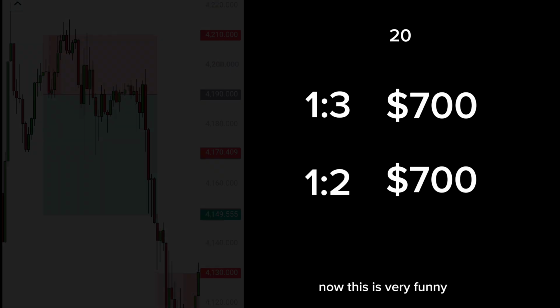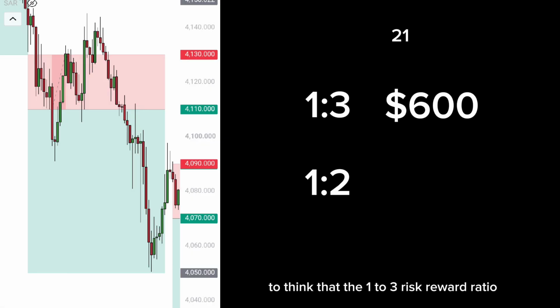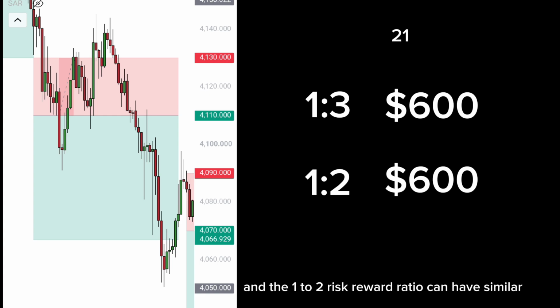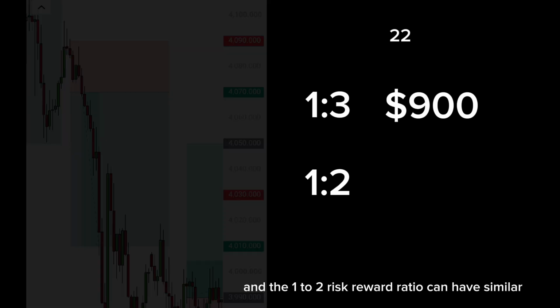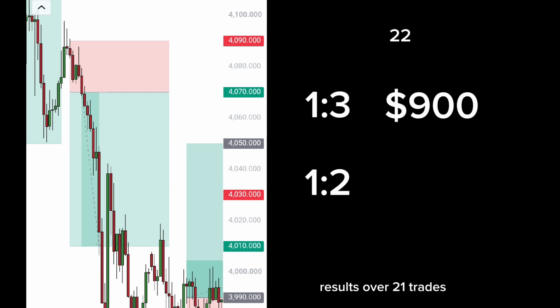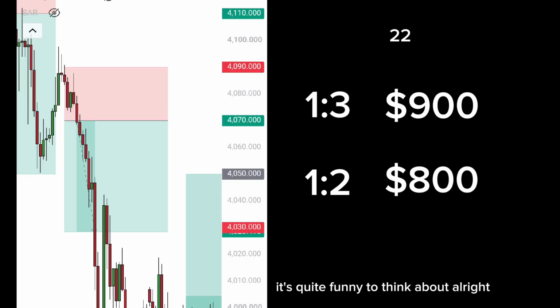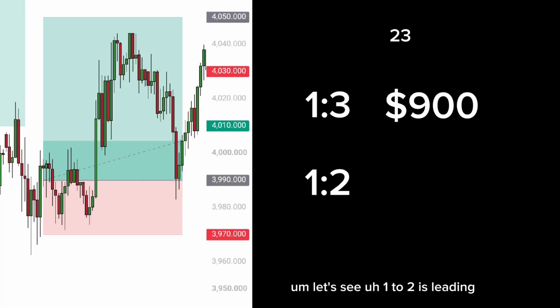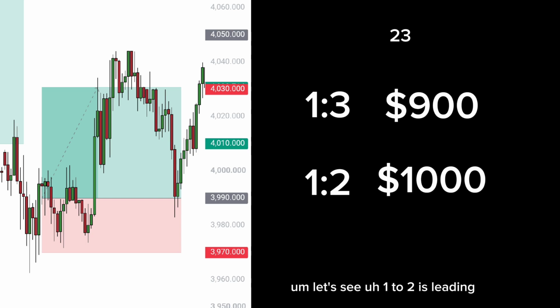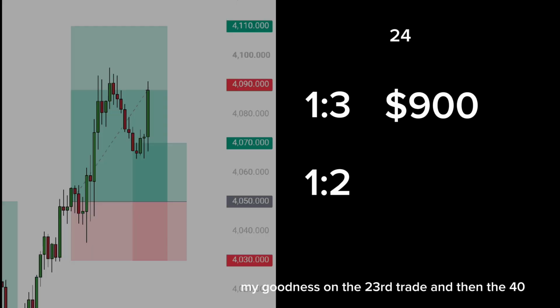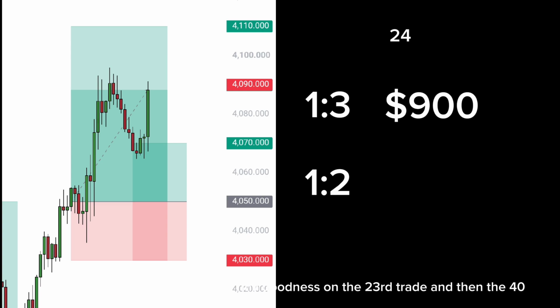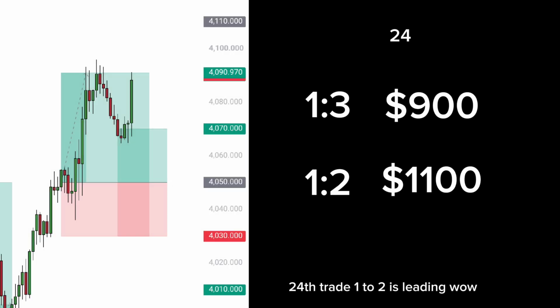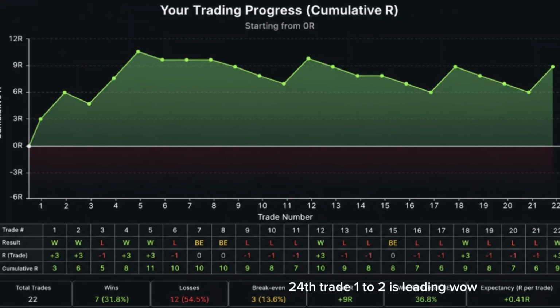Now this is very funny to think that the 1 to 3 risk reward ratio and the 1 to 2 risk reward ratio can have similar results over 21 trades. It's quite funny to think about. All right, so 1 to 3 is leading right now. Let's see. 1 to 2 is leading, my goodness, on the 23rd trade, and then the 24th trade, 1 to 2 is leading. Wow, this is so interesting.